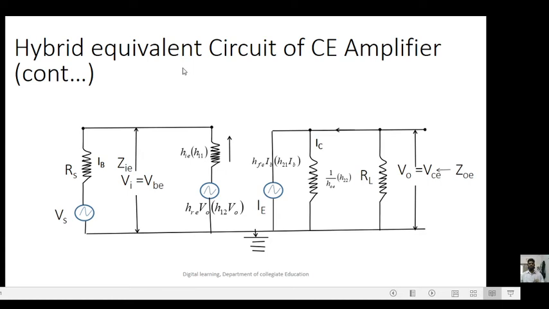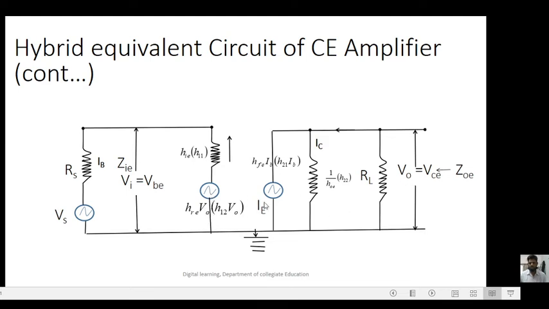Hybrid equivalent circuit of CE amplifier is continued still. So here, this is the equivalent circuit of the CE amplifier. RS is the signal resistance. Here IB is the base current which flows to the base in the CE amplifier. This is the source voltage, and this is the output voltage.